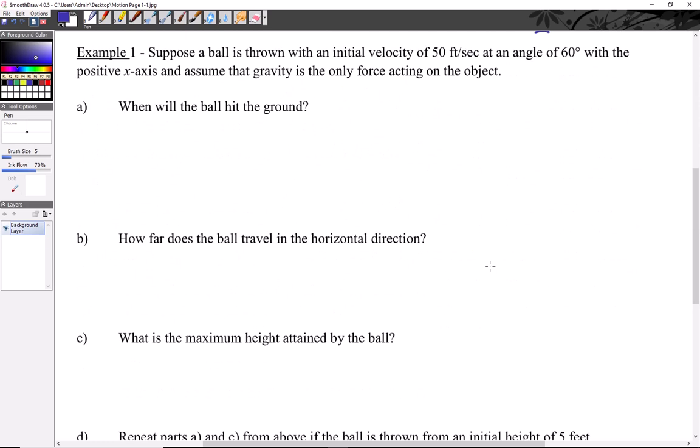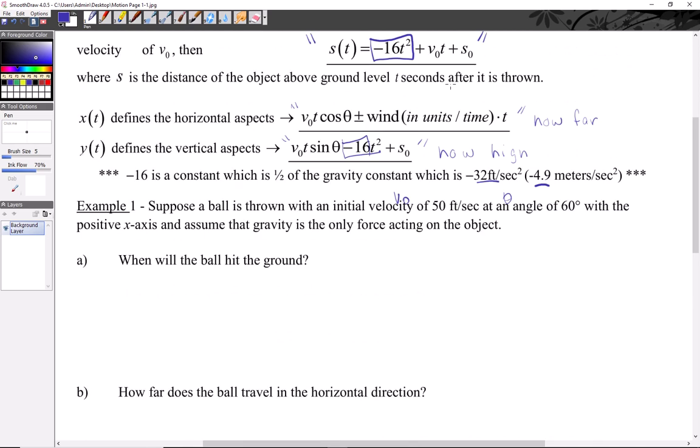So, example 1, suppose that a ball is thrown with an initial velocity. All right, that's your V naught. At an angle of 60 degrees, that'll be your theta, with the positive x-axis, and assume gravity is the only force acting on the object. All right, that's going to bring us back to just a couple of issues up here.